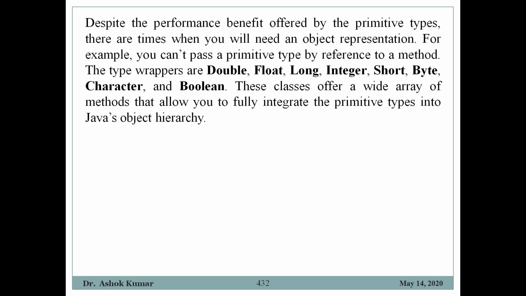The main benefit of these classes is to wrap up the fundamental data types in an object. And what advantage will we get from these? One I have mentioned over here. If you want to pass a fundamental data type to a method by reference, then for that case you have to use the wrapper class.